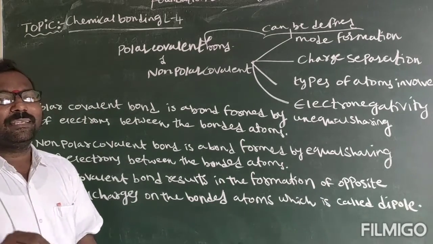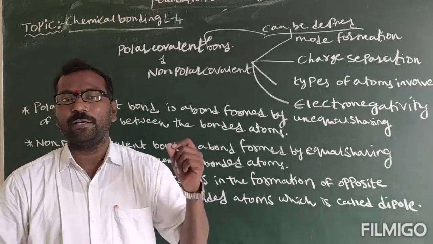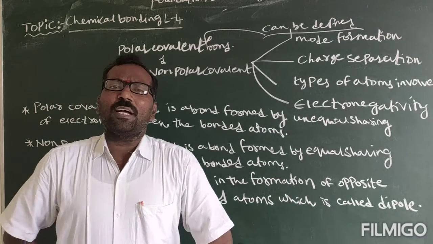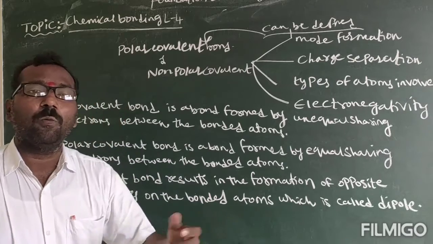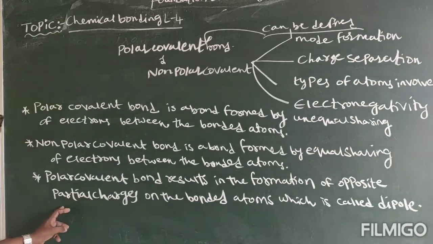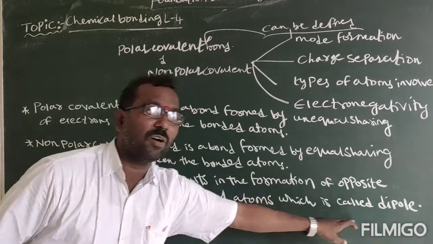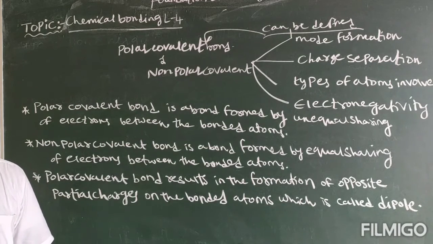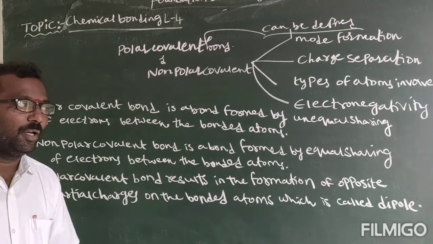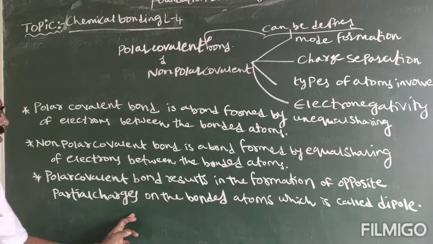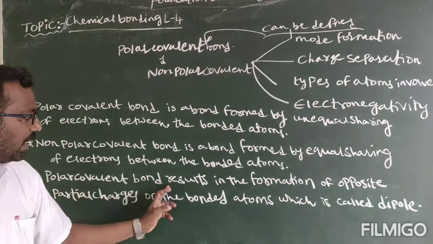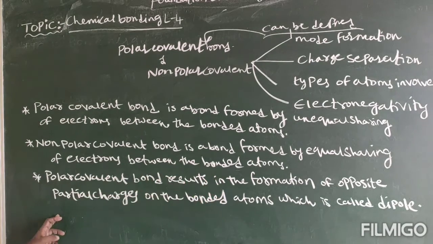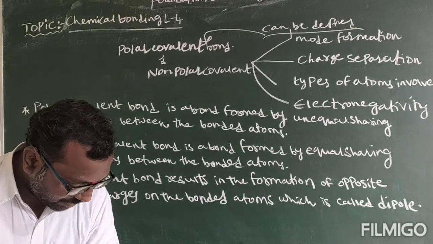Generally I said in the starting of the video, there is no such 100% ionic bond. There will be partial covalent bonding. That is, partial charges on the bonded atoms, which is called a dipole. And then you will be getting the dipole moment. So what is a dipole? Partial charges on the bonded atoms, opposite. So a polar covalent bond results in the formation of opposite partial charges on the bonded atoms. Okay.